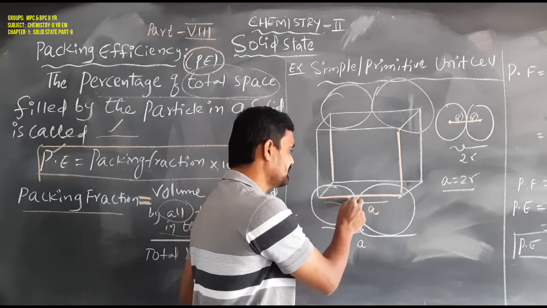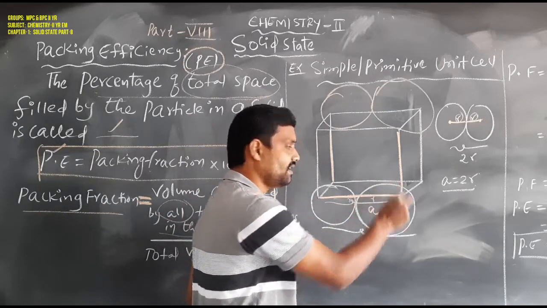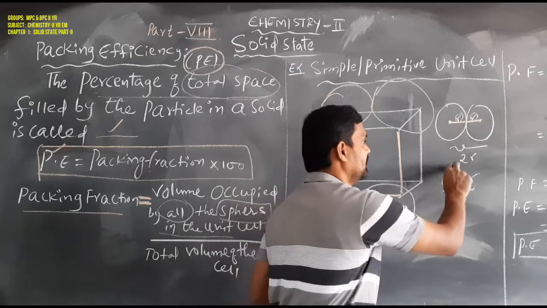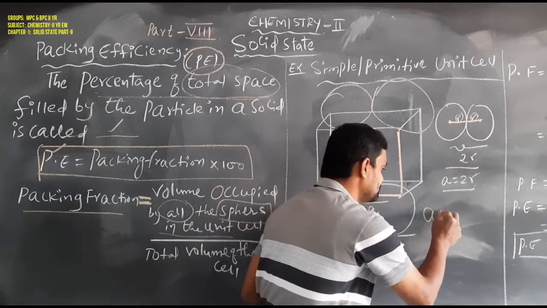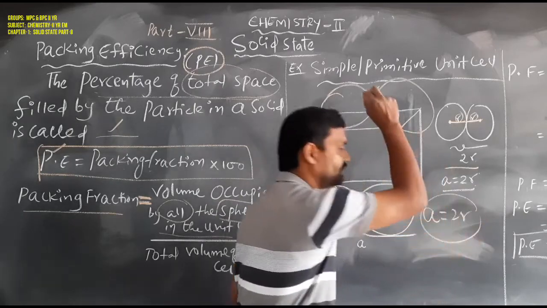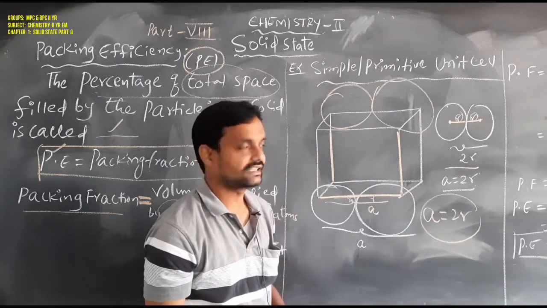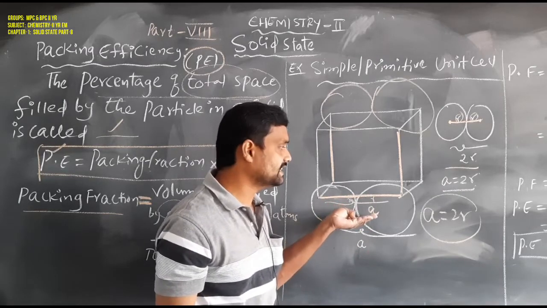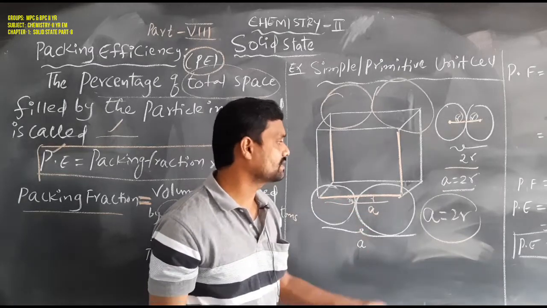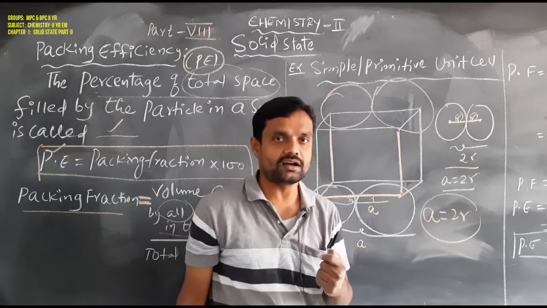Here this is the small r, here this is the small r. Total is r plus r, 2r. So that 2r is equal to the edge length. Okay, students, clear? For the simple or primitive unit cell, the edge length a is equal to 2r.